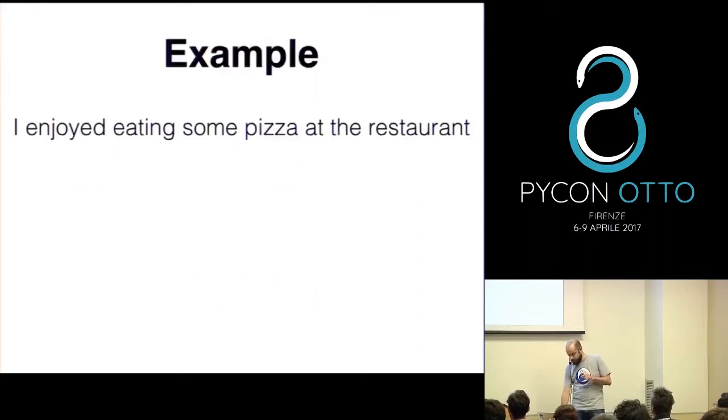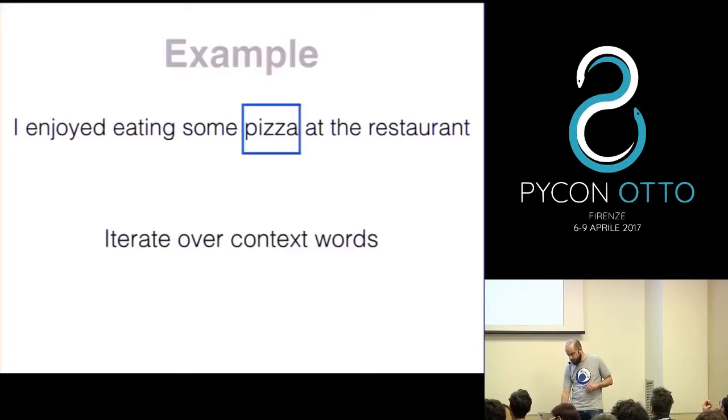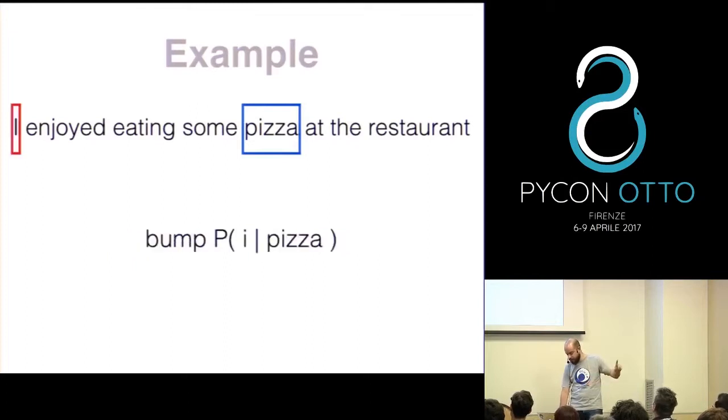So a few more details with this example to see how the algorithm is actually working. Same sentences before. We have our context word, we have our focus word, and we want to iterate over all the context words. So we start from the beginning of the sentence. I see the word I, given that I'm focusing on the word pizza, so I bump the probability for I given pizza, and then I move on.